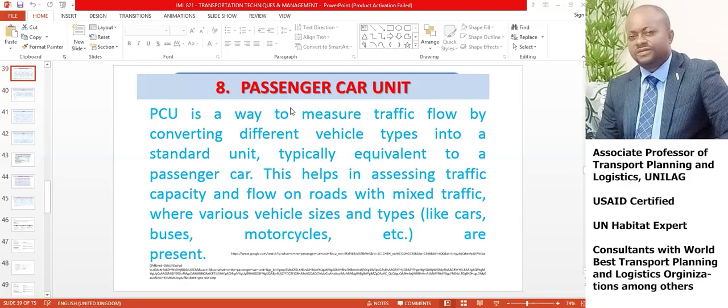We are on number 8 today, and number 8 is passenger car units. I hope you are with your calculators. This is passenger car units, and after today, you should be able to know how to estimate it.